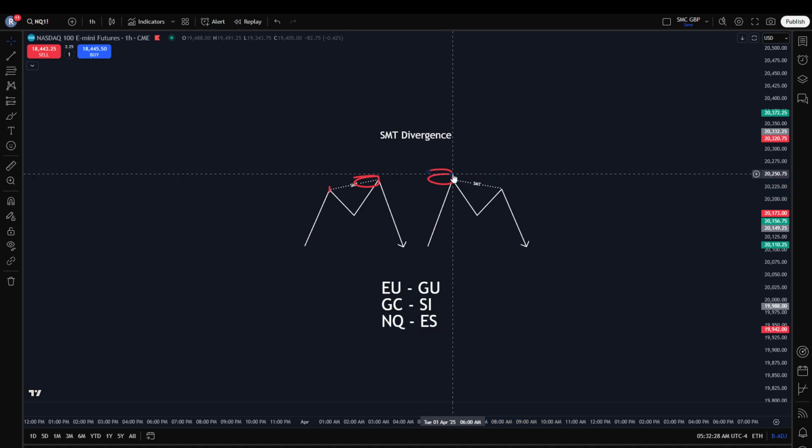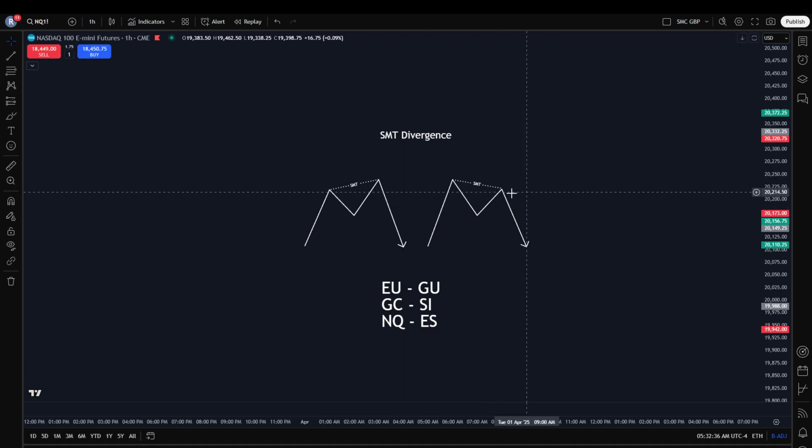You're supposed to have similar market structure or correlating market structure, meaning that you're putting in the same highs and lows and the chart is moving the same. SMT is when one puts in a higher high and the other one doesn't. Okay, there is a divergence between your correlating asset pairs. And I have an entire video on this, so I'm not going to dive too deep into it.